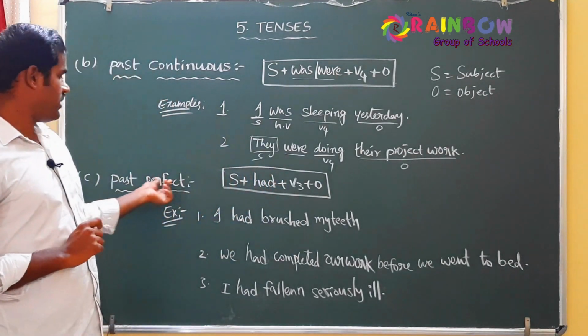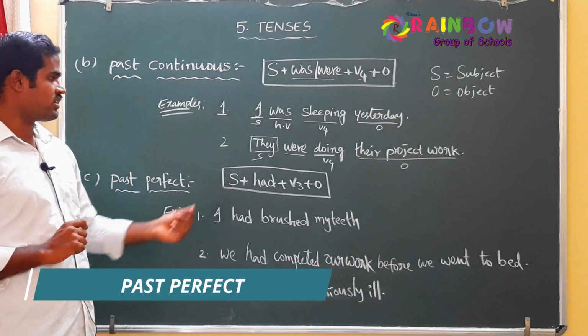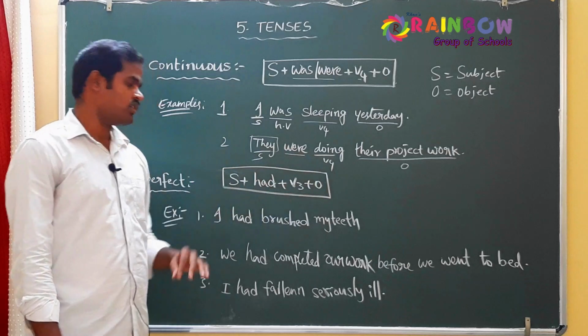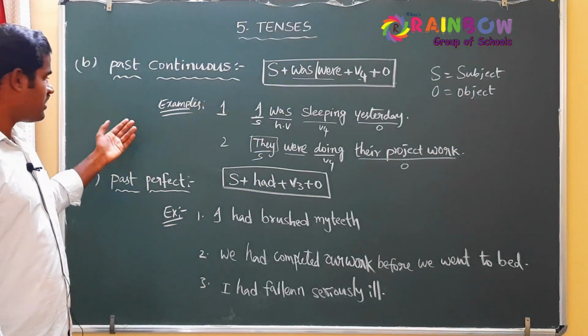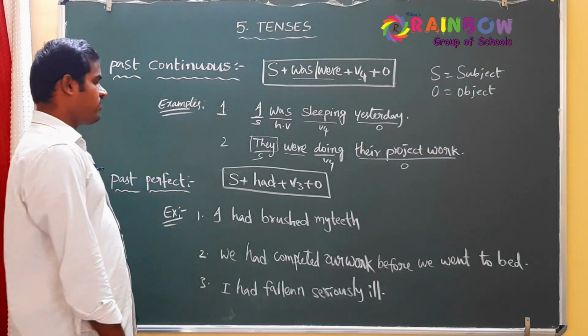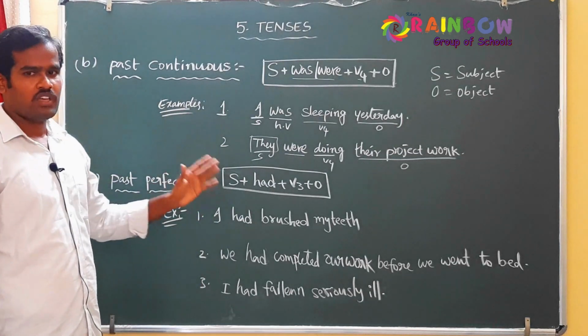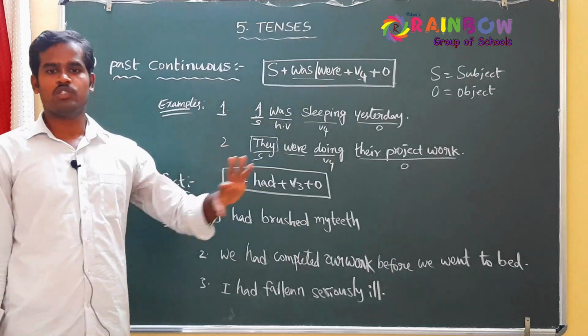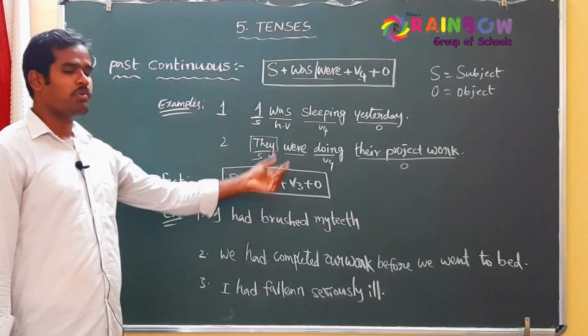Next, coming to past perfect, the third type. Here the structure is subject plus had plus V3 plus object. Compare again with the present perfect structure. Present perfect structure is subject plus has or have plus V3 plus object. Now what is the difference between these two? Only the helping verb again.